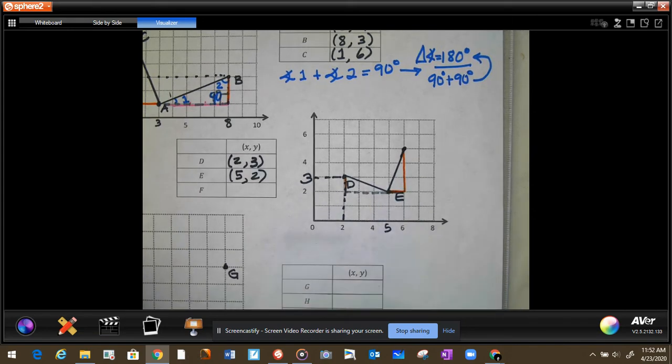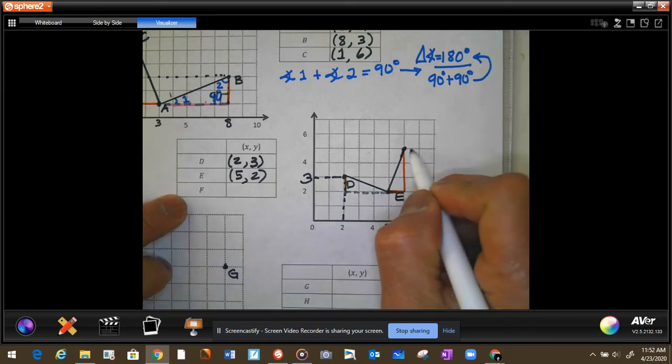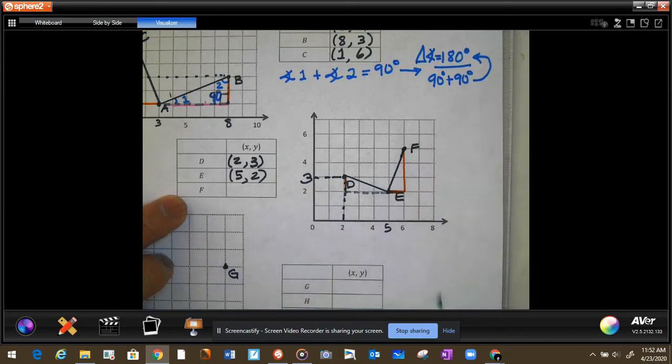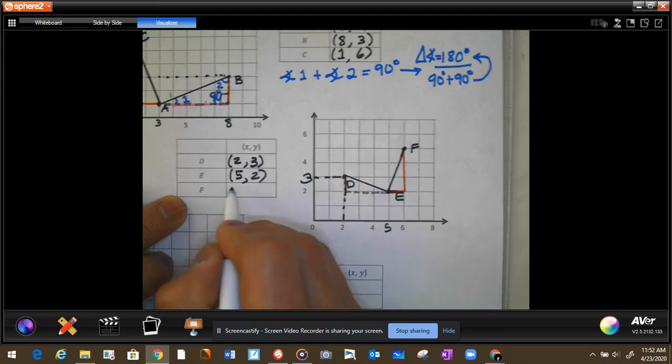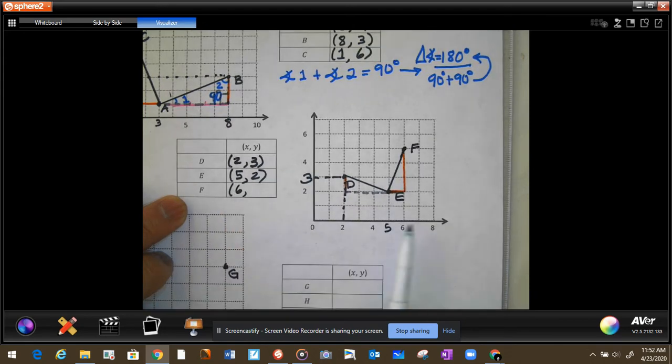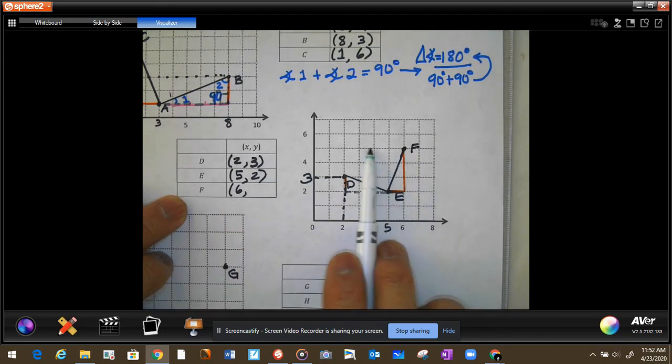And now we have to give the points for F. We're going to call this point F, this plot. So we run to 6, which is the X. 6 is X. I'm going to jump to, let's see, 5.